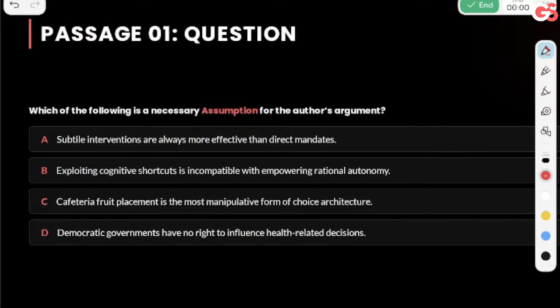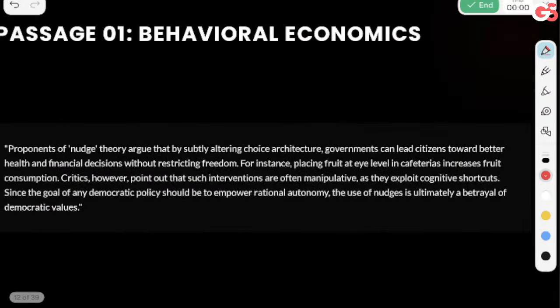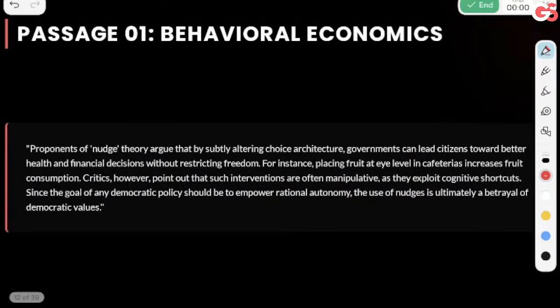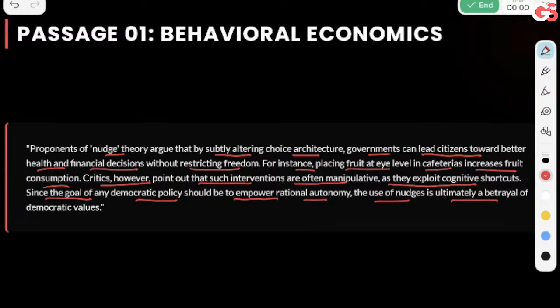All right. So I can see the answers coming up here. Okay. This one says: proponents of nudge theory argue that by subtly altering choice architecture, governments can lead citizens toward better health and financial decisions without restricting freedom. For instance, placing fruit at eye level in cafeterias increases fruit consumption. Critics, however, point out that such interventions are often manipulative as they exploit cognitive shortcuts, since the goal of any democratic policy should be to empower rational autonomy. The use of nudges is ultimately a betrayal of democratic values.